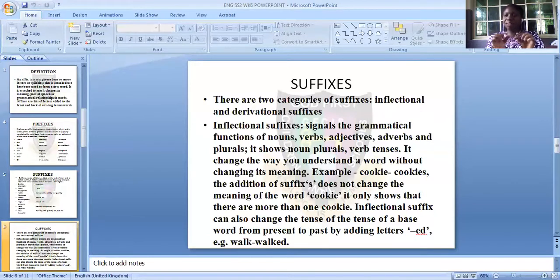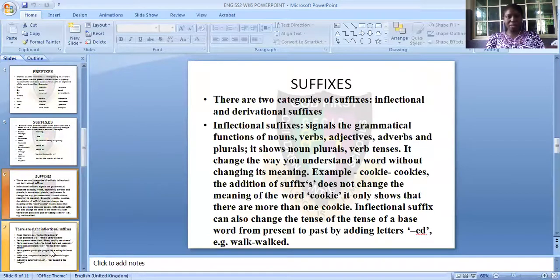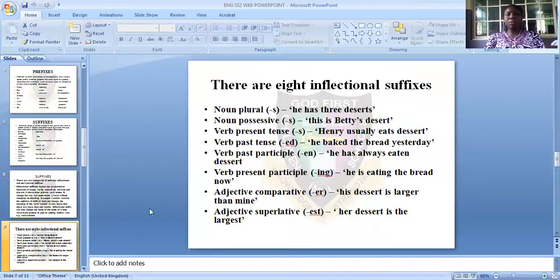So the meaning of the root word still remains in an inflectional suffix. It only changes the way the speaker or the hearer understands the word. The meaning remains, it only shows the way you understand the word. All right, so we move on now to derivational suffixes. Before that, let's look at the 8 inflectional suffixes that we have in the English language.